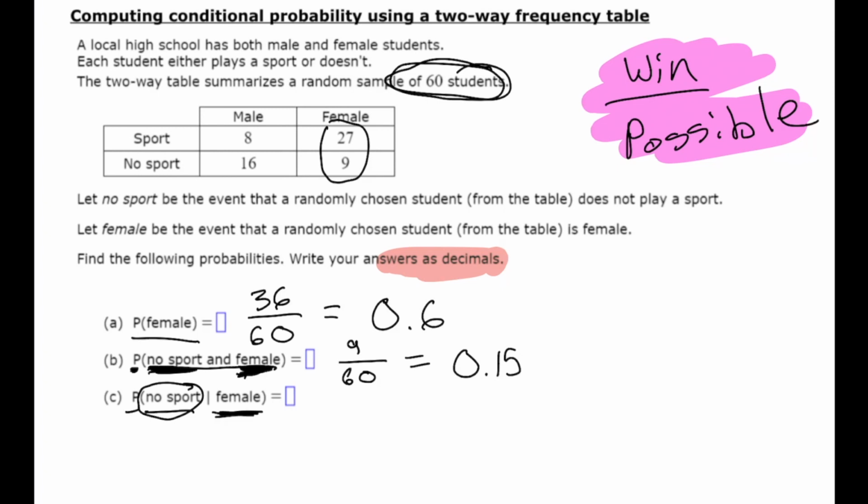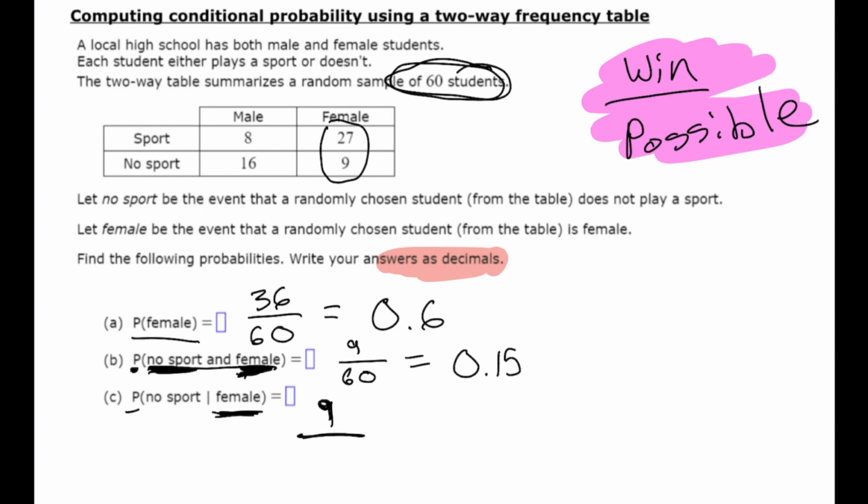Here's our female column. We have 27 that are in a sport and 9 that are not in a sport. We want the ones, the win in this case would be the ones that are not in a sport. So the no sport would be a 9. There are 9 females that are not in a sport.